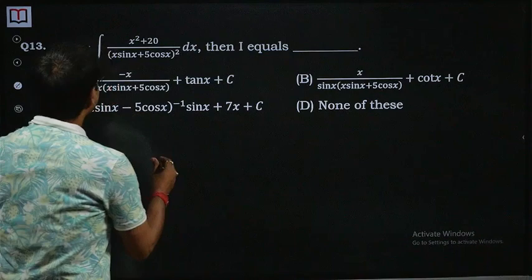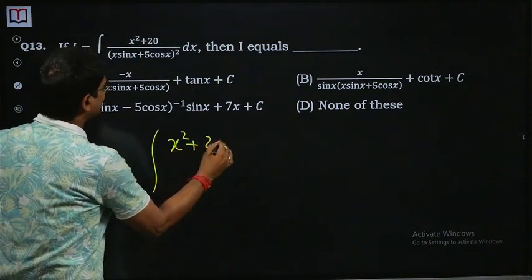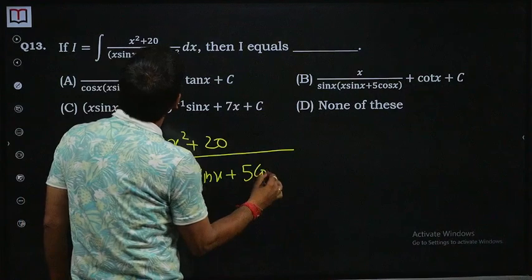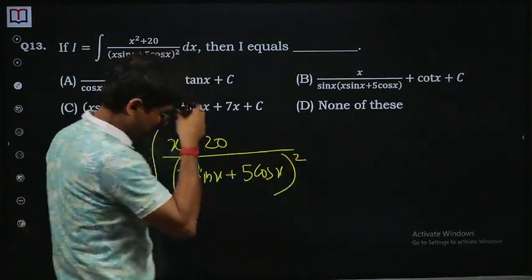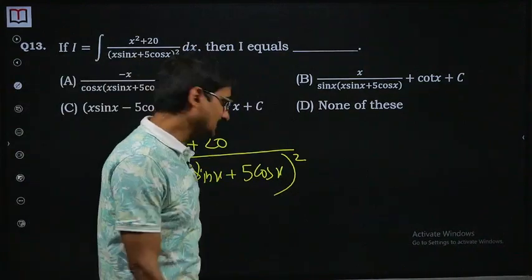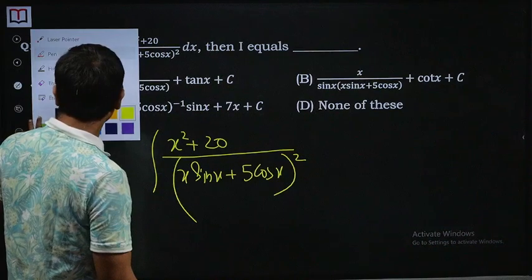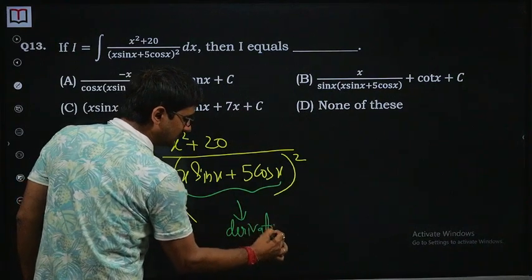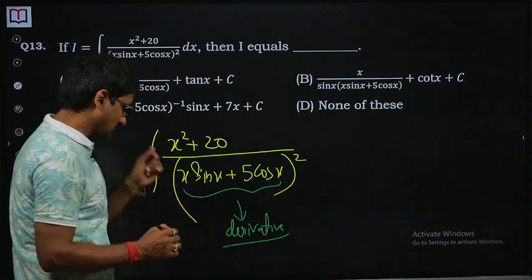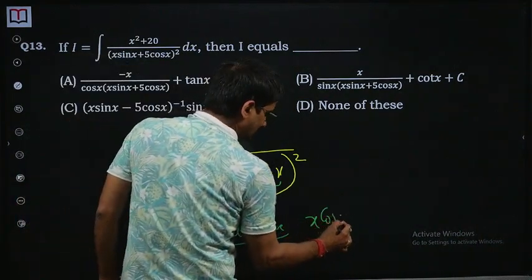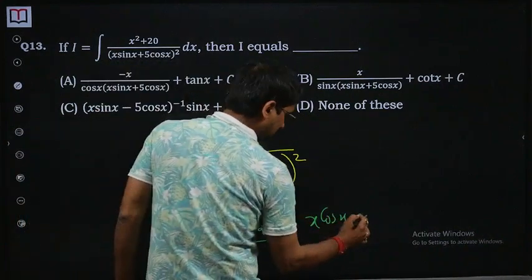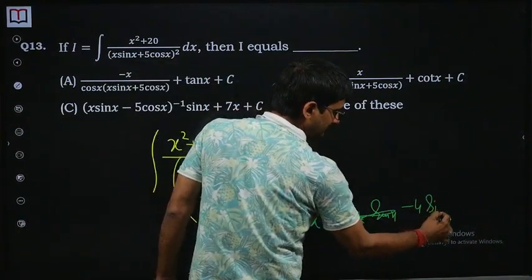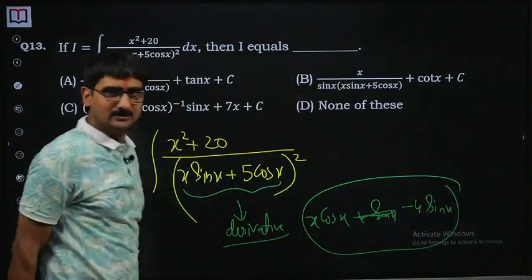Okay, so what is it? x square plus 20. Okay, I solved it earlier, 2-3 days back only. See, how did I start it? Let me just think. I started by just thinking of its derivative. If we look at the derivative of the term in the denominator, its derivative is x cos x, and then plus sin x minus 5 sin x, so minus 4 sin x. x cos x minus 4 sin x.